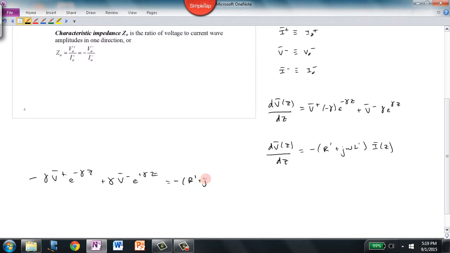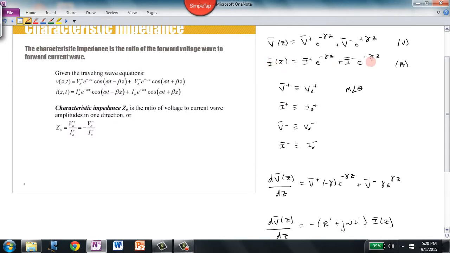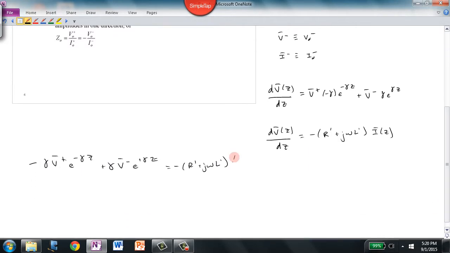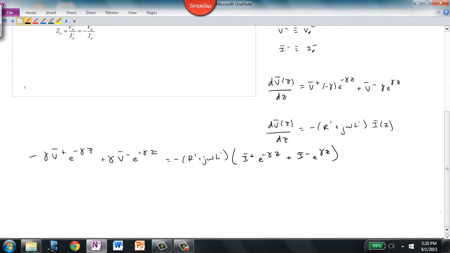Minus r prime plus j omega l prime. And then I'm just going to go ahead and substitute in the phasor equation here for current. So that's going to be I bar plus e to the minus gamma z plus I bar minus e to the gamma z, or e to the plus gamma z, however you like that. So what I'd like to do next is divide both sides by r prime plus j omega l prime.